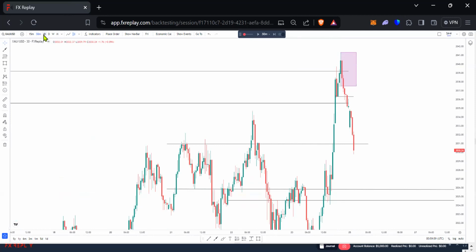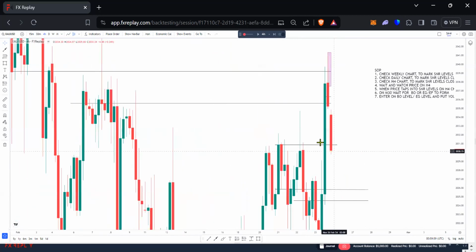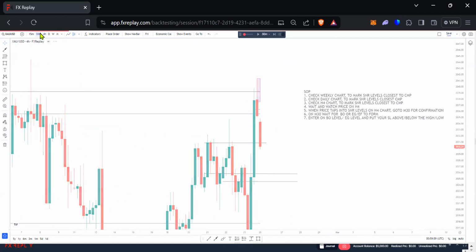Now back to the H4 chart. Now on the H4 chart, this is an H4 level that we just got into. Now to confirm if you should buy on this level, what are we going to do? We are going to look for M30 breakout, right?